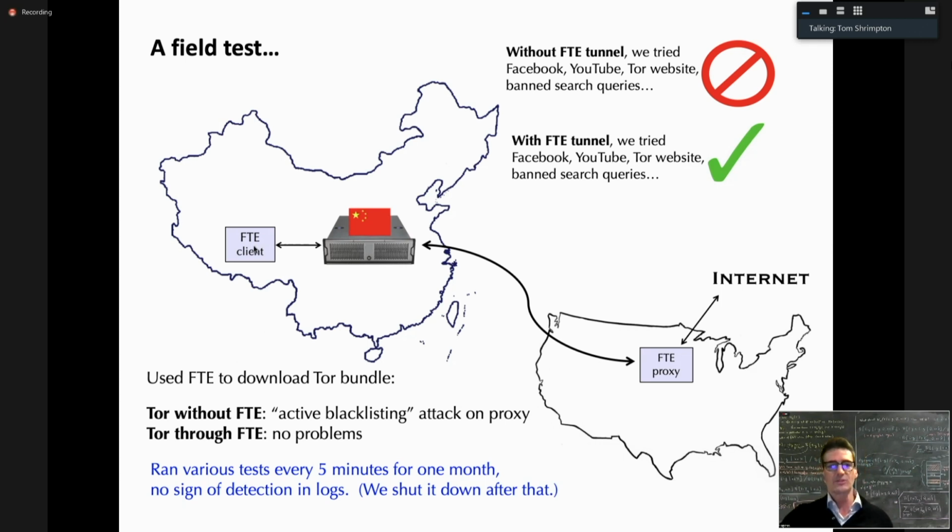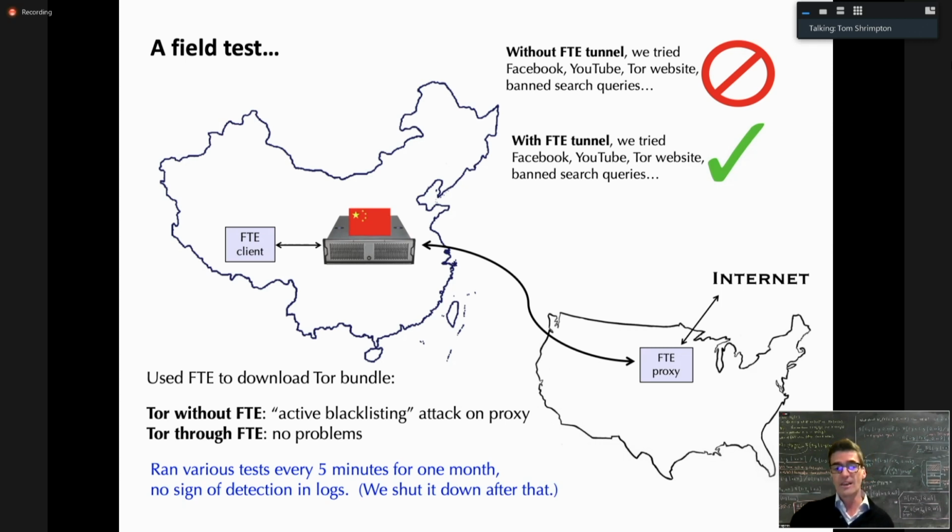To bootstrap this, we turned on the FTE tunnel and went to the Tor website to download Tor, so that we could then run Tor from inside China through our FTE tunnel. If you ran Tor without it, we saw this active blacklisting, where there's active probing on the handshake to determine whether or not the client inside of China is trying to talk to a Tor node. So we saw that without the FTE tunnel turned on, and once we turned it on, we didn't see any problems at all. So you were able to run Tor through this FTE tunnel and do things like stream videos. That was pretty cool.